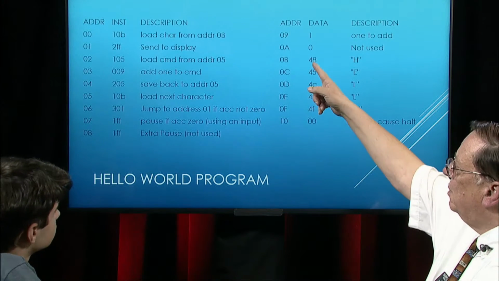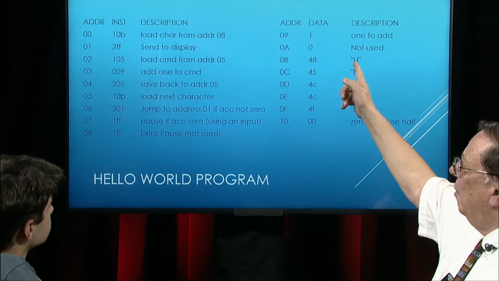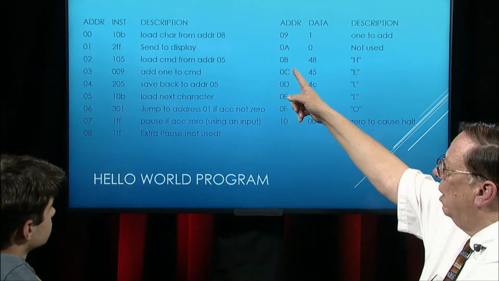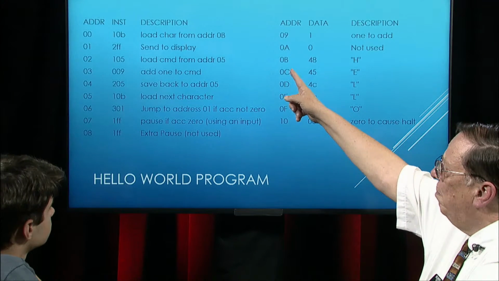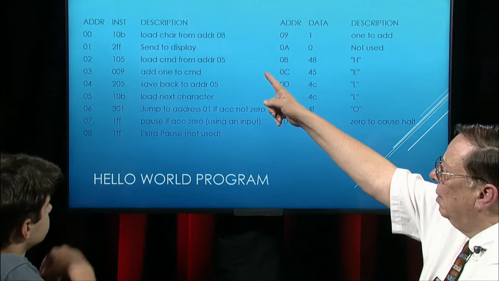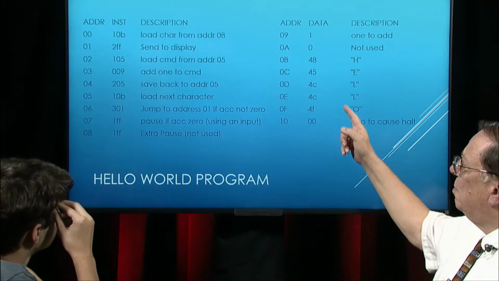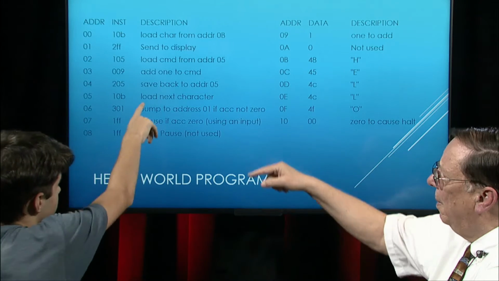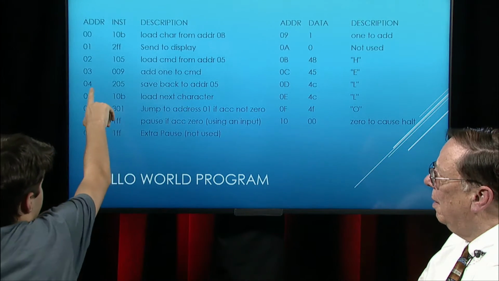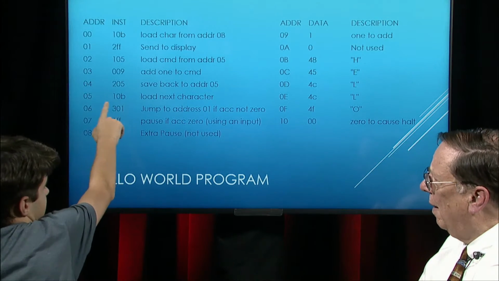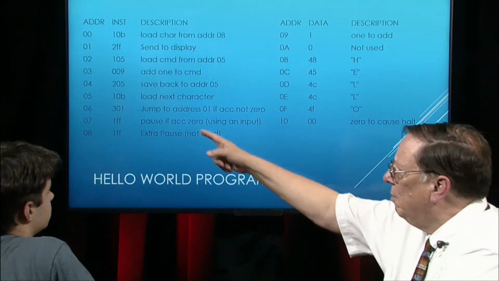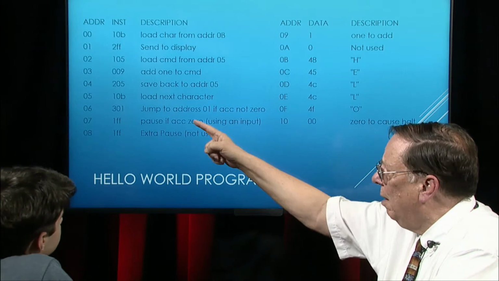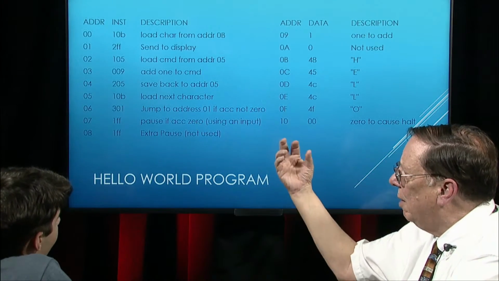So what we do is we load a character. It's actually the first character of our hello. So we load from memory location B into the accumulator. We send that to the display. Then we've got an H on our display. Then it says load command address 5, which is 10B. So this would normally load that same character. But what we want to do is load the next character.